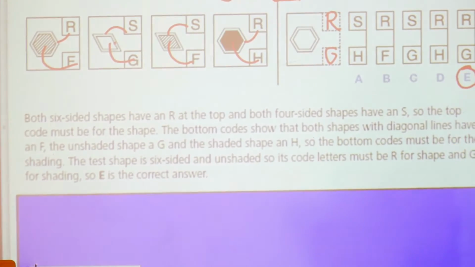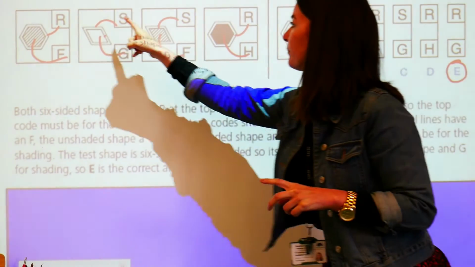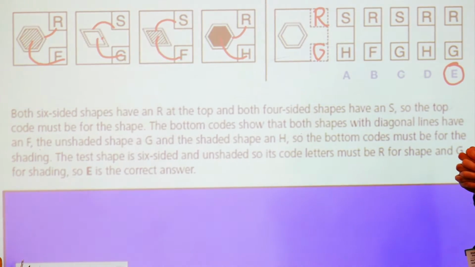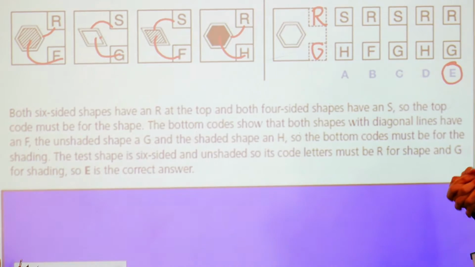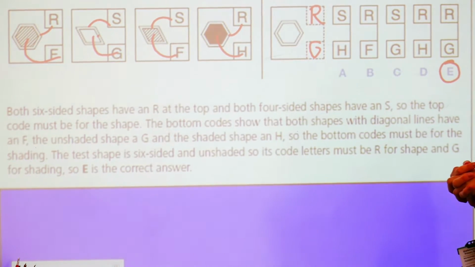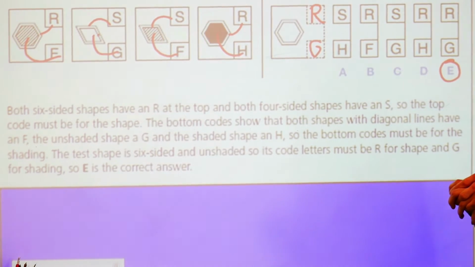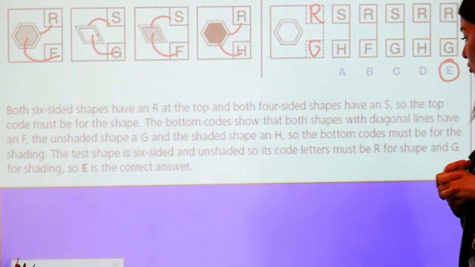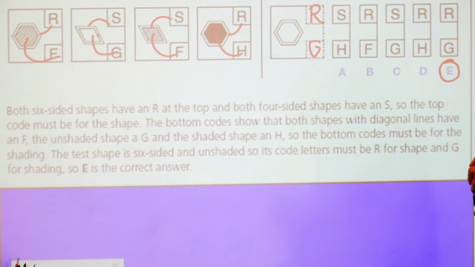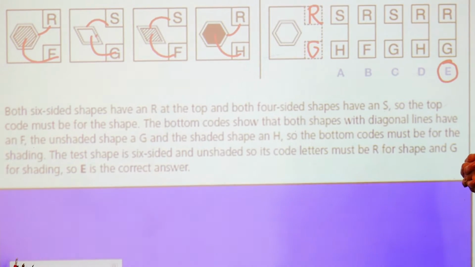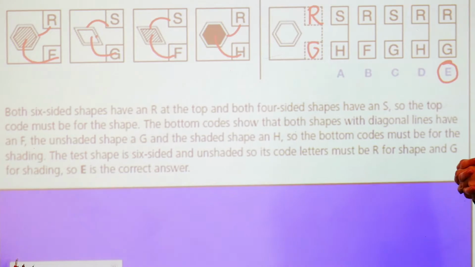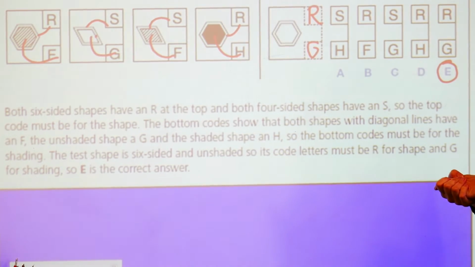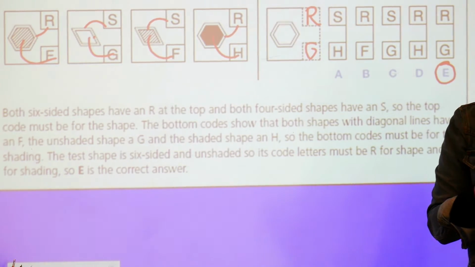So both 6-sided shapes have got an R at the top, and both 4-sided shapes have an S. So the top code must be for the shape. The bottom codes show that both shapes with diagonal lines have an F. The unshaded shape has a G, and the shaded shape has an H, so the bottom codes must be for the shading. The test shape is 6 sides and unshaded, so its code letters must be R for shape and G for shading, so E is the correct answer.